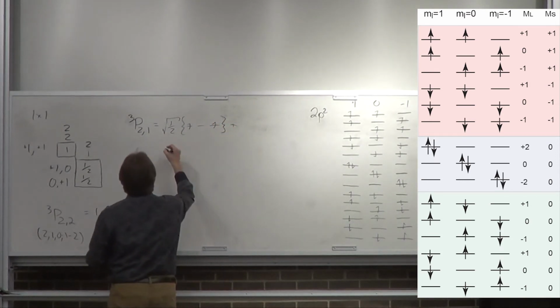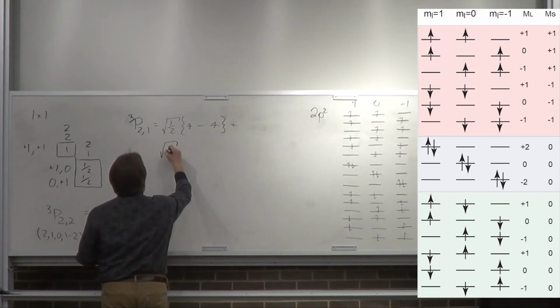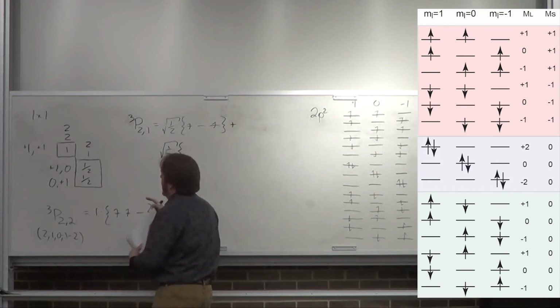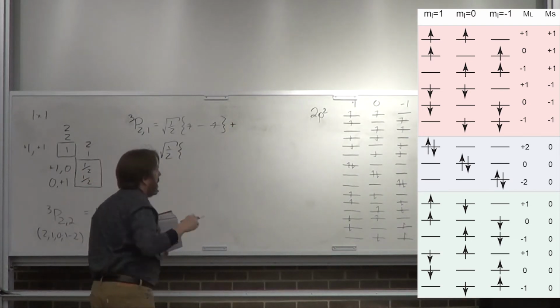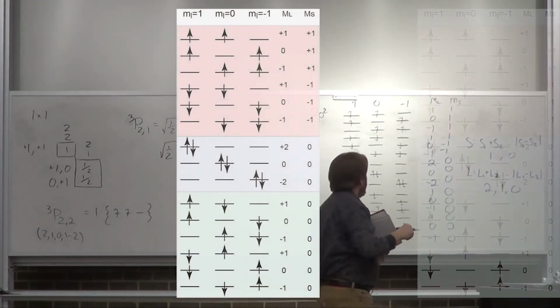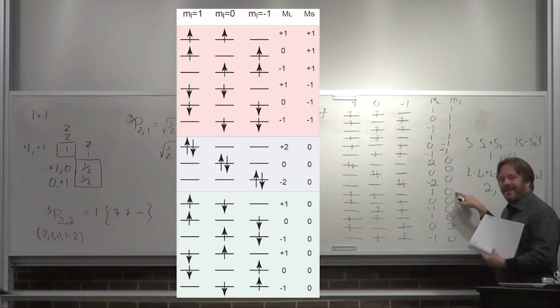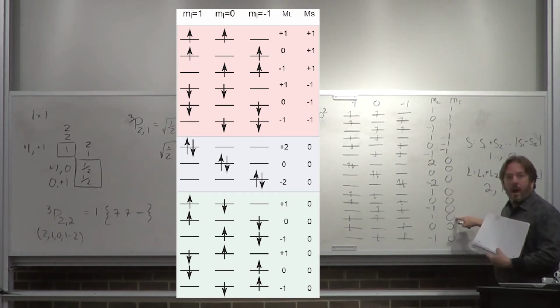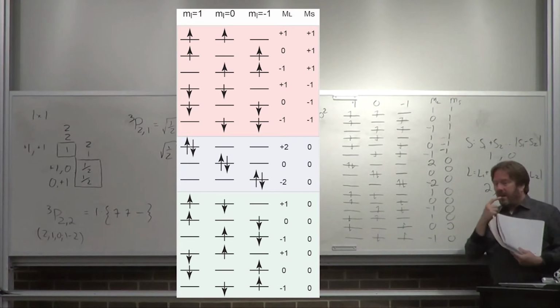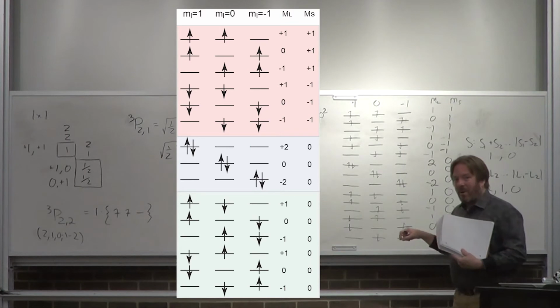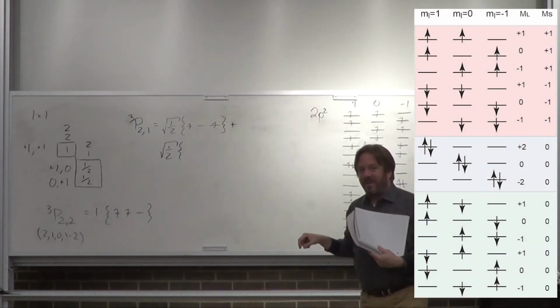Okay, plus square root of half of 1, 0. All right. 1, 0. Oh no, there's 2 1, 0s. That's a bit of a problem. Why have I got 2 1, 0s?